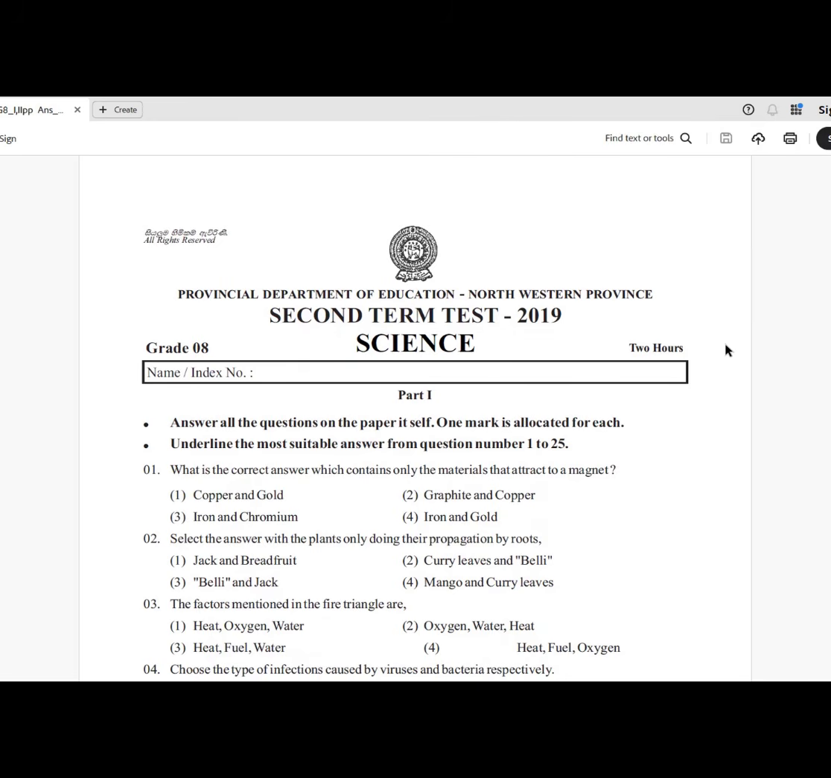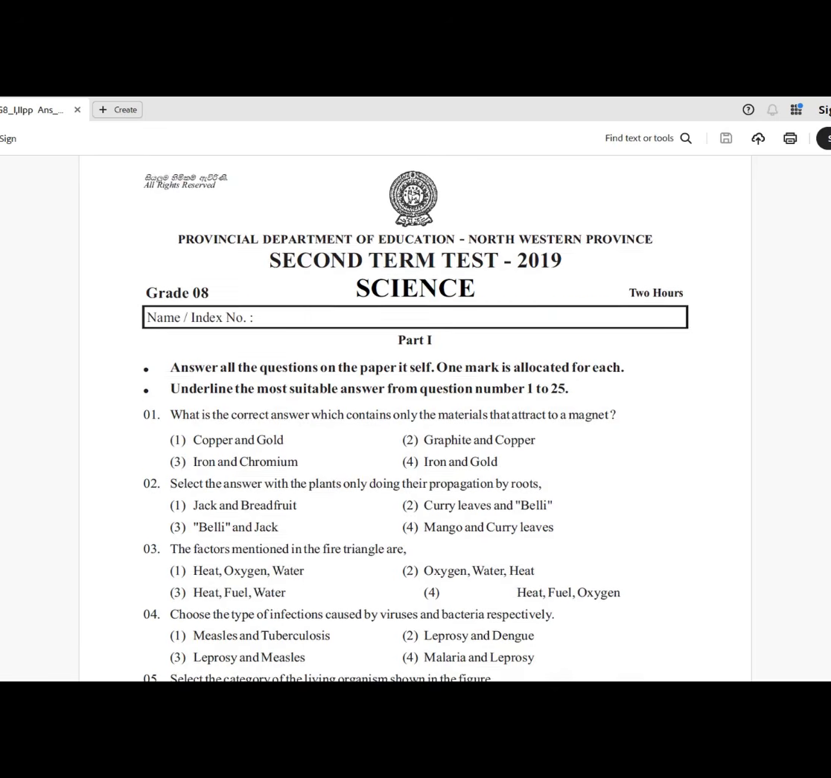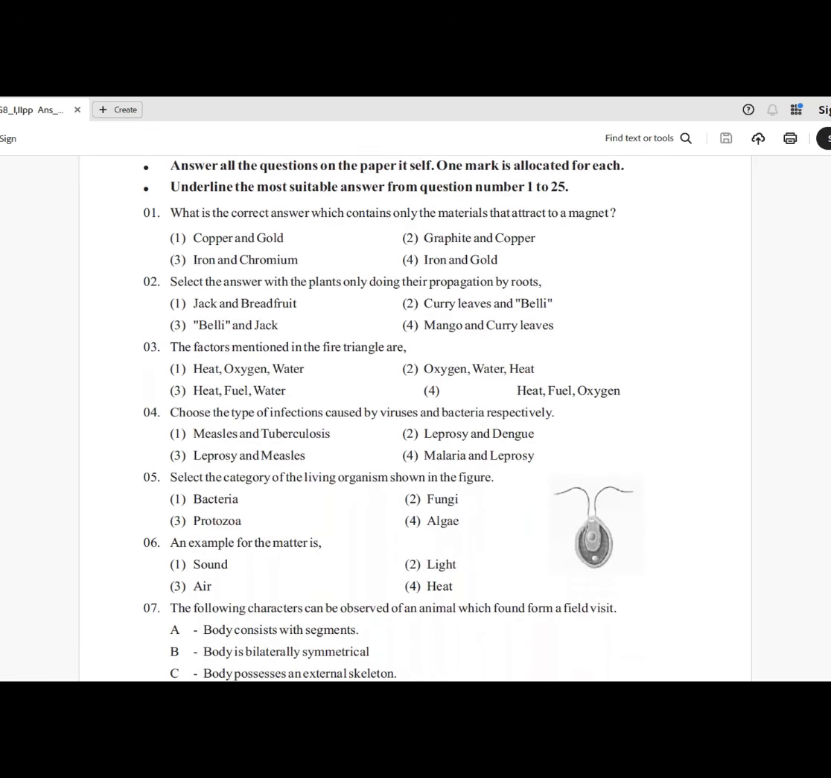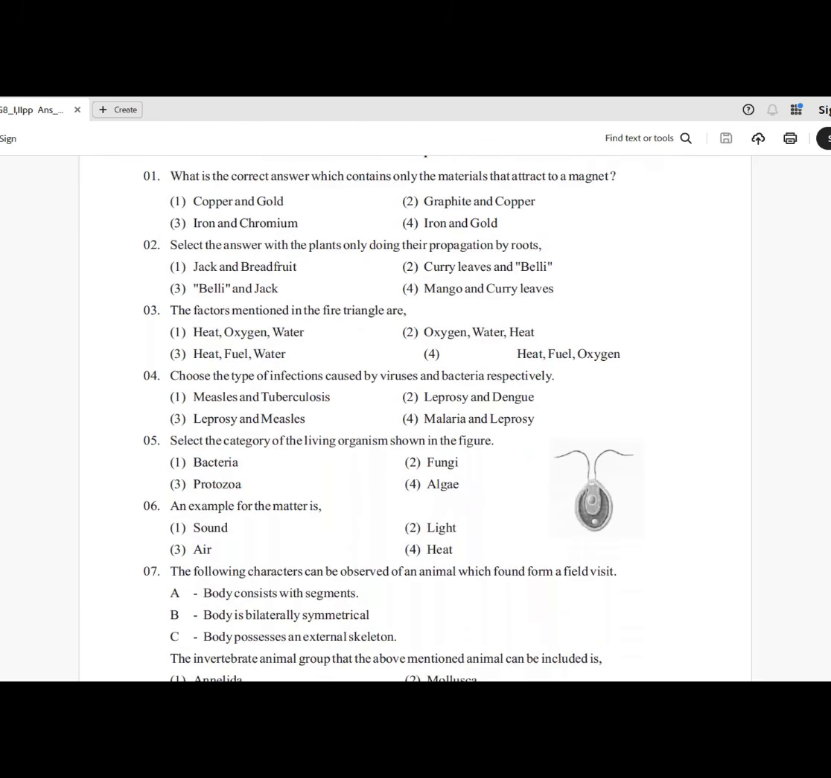Question number 2. Select the answer with the plants only doing their propagation by roots. First one, jack and breadfruit. Second one, curry leaves and bael. Third one, bael and jack. Fourth one, mango and curry leaves. Answer number 2, curry leaves and bael. Some plants can grow from roots. Curry leaves and bael reproduce using their roots.